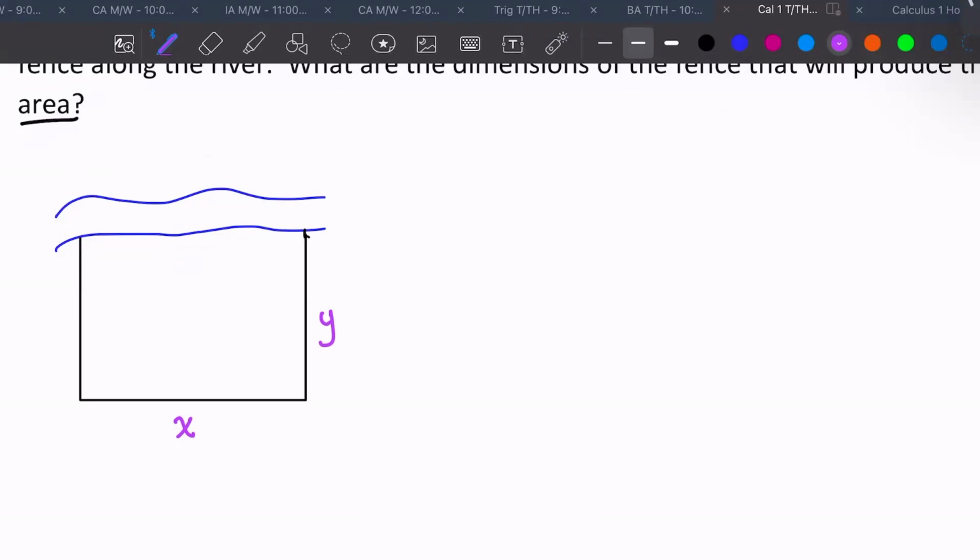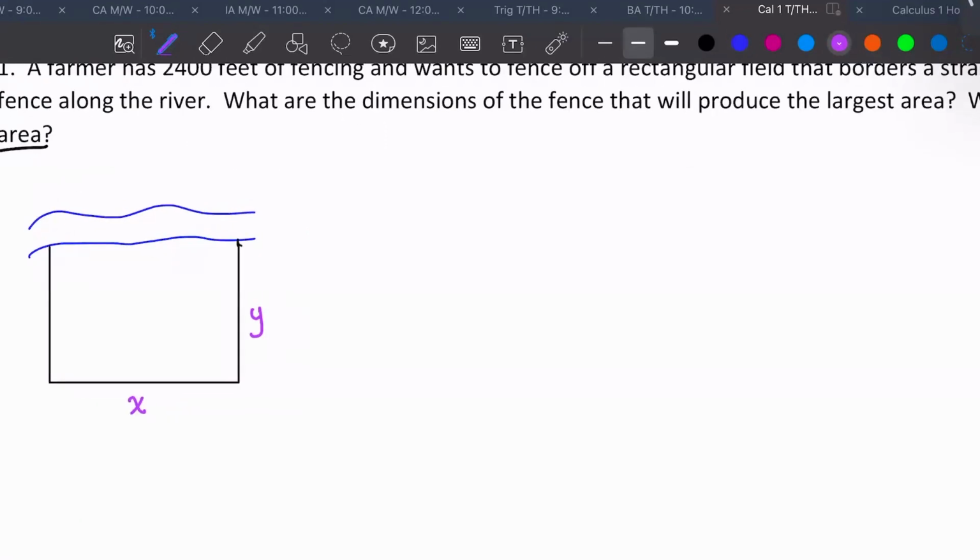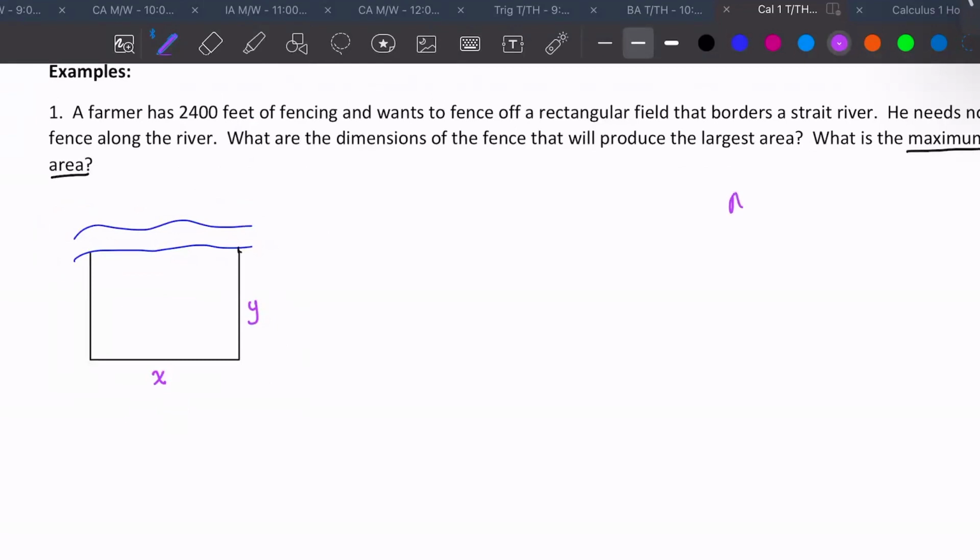Then we want to know what we're looking for. Obviously, we're looking for the max area, right? That should be easy to figure out. So we're going to look for the max area. Well, the area of that would be length times width, right? X times Y. That would give us the area.